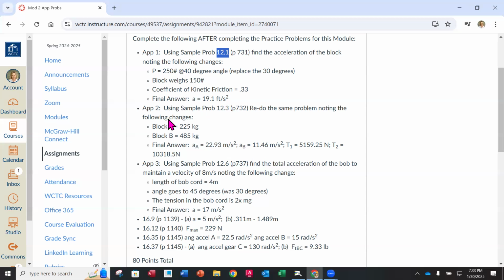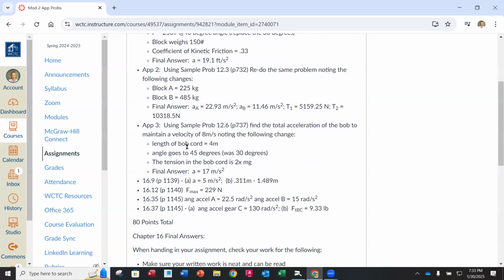The second one is going to be the second application problem, and this one is pretty much using 12.3 exactly the way it's at. I just changed the masses of each one of the blocks. Then you want to find those accelerations and the tensions, going through that same process again.